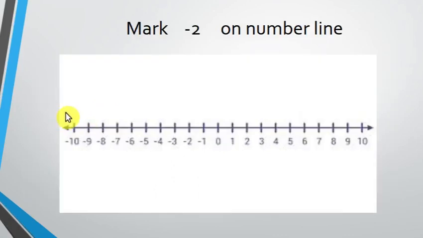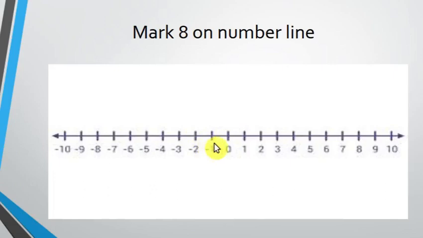Next, we are going to mark -2 on the number line. As we all know, 0 lies in the middle of the number line. So, I am going to mark -2. Minus lies on the left of the number line. So, we have to go 2 steps. So, we reach -2.